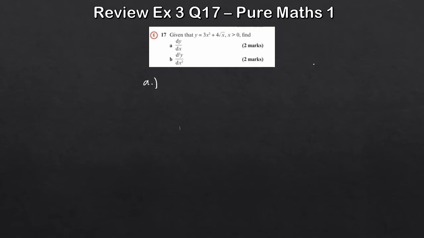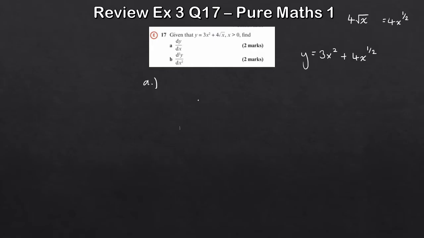So let's do part A first. So we write the function 3x squared. And again, we've got this 4 root x, write it in index form. Make life easier for yourself. So this 4 root x, remember the root x, that's the same as 4x to the half, because that's root x. So that's going to be 3x squared plus 4x to the half, like that.